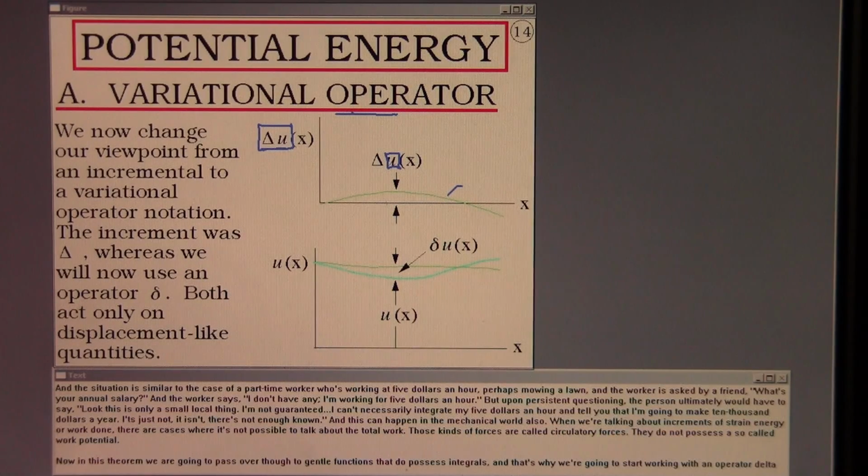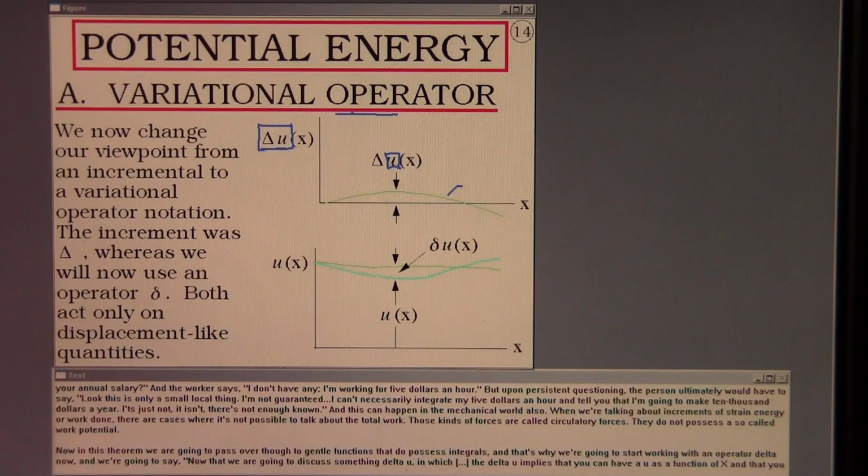And this can happen in the mechanical world also. When we're talking about increments of strain energy or of work done, there are cases where it's not possible to talk about the total work. Those kinds of forces are called circulatory forces. They do not possess a so-called work potential.